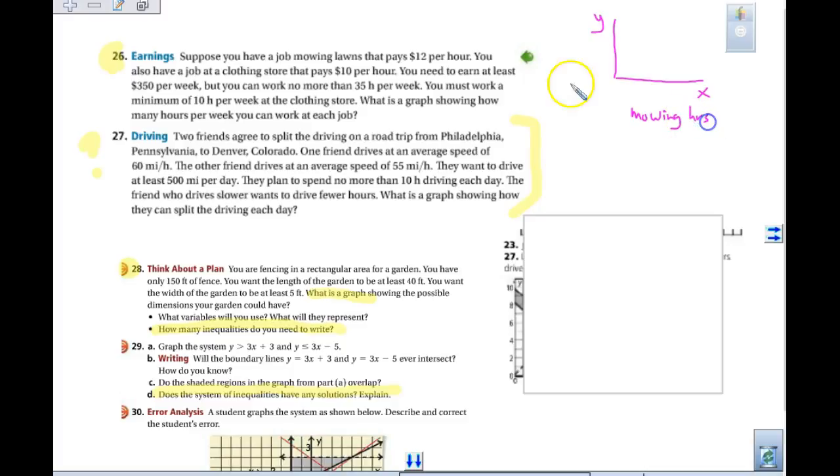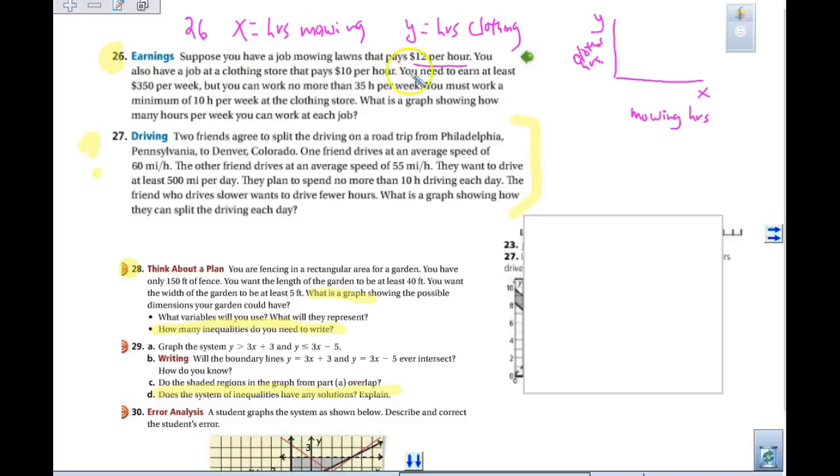hours, because we're talking about the hours, because we're getting paid $12 an hour. And then this would be our clothes hours. And one of the things that I would suggest when you do number 26 and you're putting it in your homework is that you tell me, oh, this is going to be the hours mowing. So when you finish solving, you can see, oh, it makes sense why I have this graph. And Y, in this case, was going to be our hours working at the clothing store. Okay?